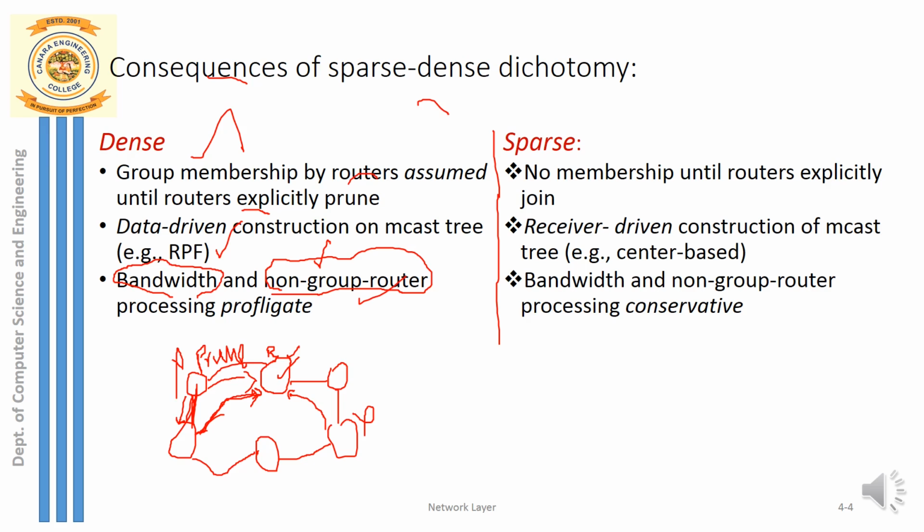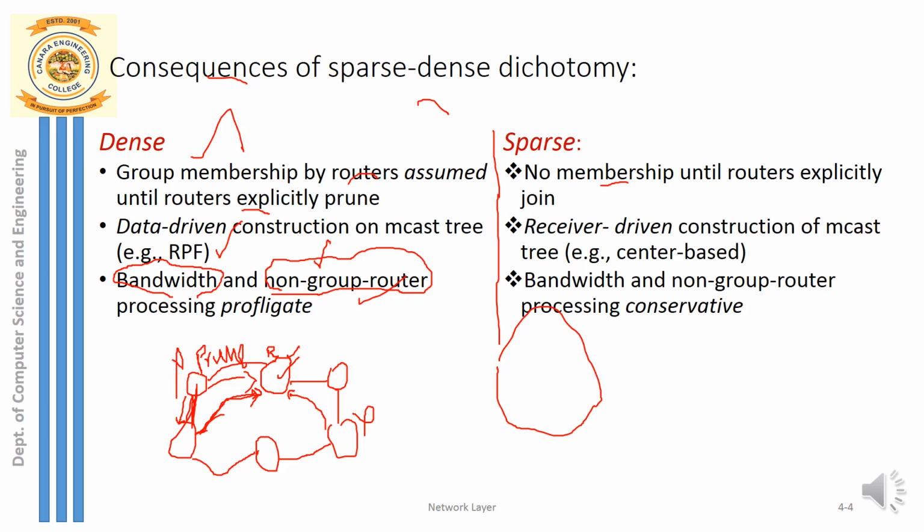Coming to the sparse mode, here we have no membership until routers explicitly join. So it is something like initially, in the sparse mode, the multicasting group will be empty. So here, okay, I guess I just told the opposite of that.